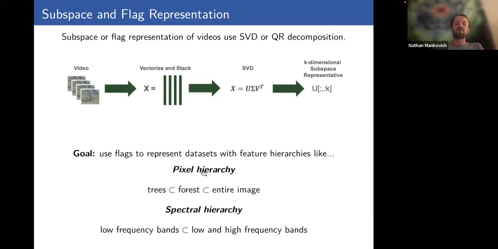So for example, maybe you'd have a pixel hierarchy in an image. So you have all the pixels that represent trees living inside all the pixels that represent forests, which live inside all the pixels which represent the entire image. Or you could have a spectral hierarchy where you have maybe a hyperspectral image and you have low frequency bands living inside low and high frequency bands. Another idea for this pixel hierarchy that I've played around with, which hasn't been that useful, is looking at an expanding radius around a central pixel, which is kind of fun.